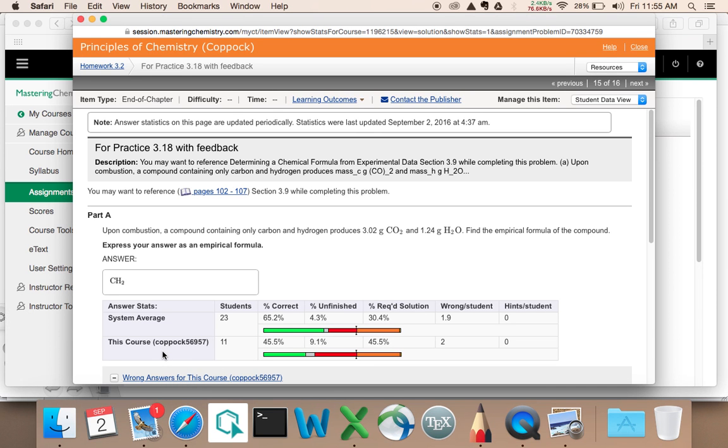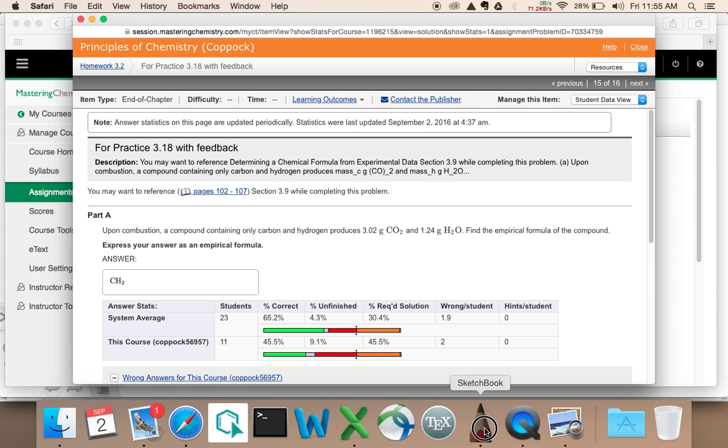Okay, so I'm going to do another combustion analysis video. We're going to find the empirical formula from a combustion analysis. If this one's better, I might just delete the other one. Okay, so here's what we got. Upon combustion, a compound containing only carbon and hydrogen produces such and such. Okay, so upon combustion, we get this.